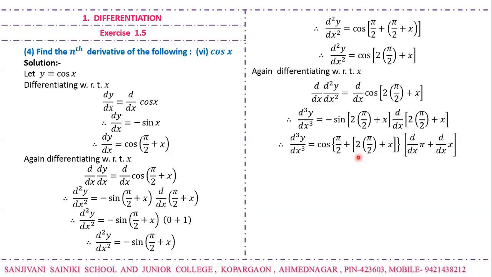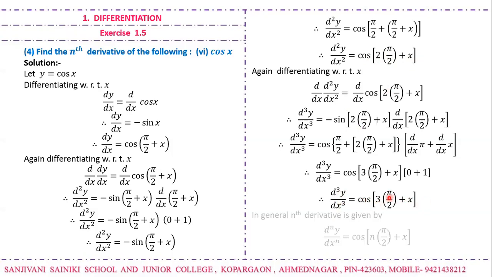Again this pi by 2 plus 2 pi by 2, I can write 3 pi by 2. So the third order derivative is cos of 3 pi by 2 plus x. Now the second order derivative is cos of 2 into pi by 2 plus x. Third order derivative is 3 into pi by 2 plus x. So we can generalize the concept to find the nth order derivative: cos of n times pi by 2 plus x. By this formula you can find the derivative of the given function, any derivative: first order, third order, fifth order, sixth order, seventh order, 100th order, anything.